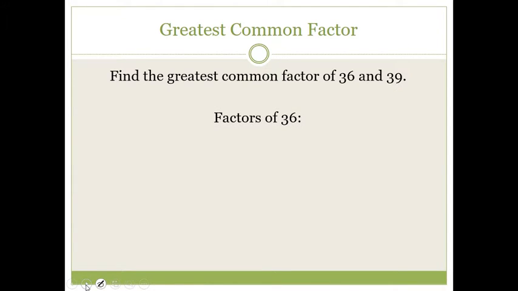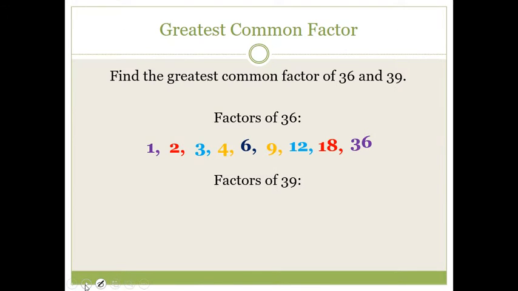So in order to do that, I first start out by listing the factors of each number. So let's list the factors of 36. Well, 1 times 36 is 36. It's an even number, so 2 goes into it. 2 times 18 is 36. 3 will go into 36. 3 times 12 is 36. 4 goes into 36. 4 times 9 is 36. And then finally 6 goes into 36. 6 times 6 is 36. Notice I only list the 6 once. Okay, so those are all the factors of 36.